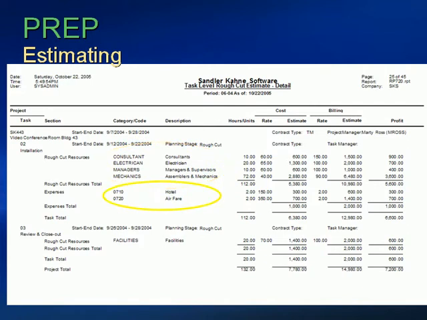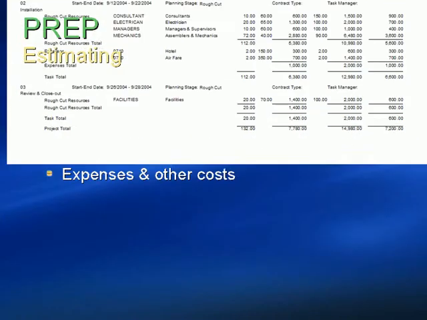Note that we estimated using resource categories and a couple of expense items. We simply specified the units of each, and PREP identified the appropriate cost rates and calculated their extended values, along with the appropriate billing rates and extensions. We're then able to examine the projected profit at the item, task or phase, and project levels.